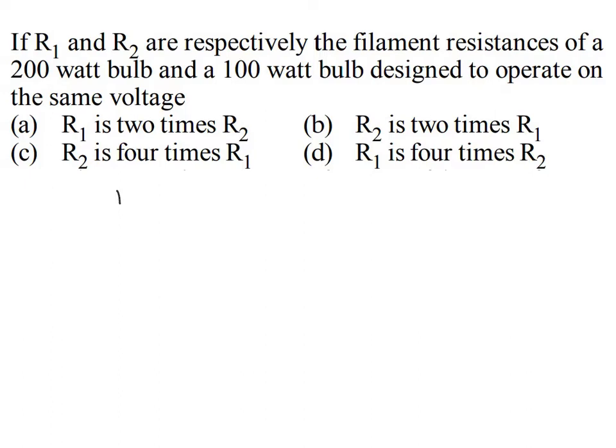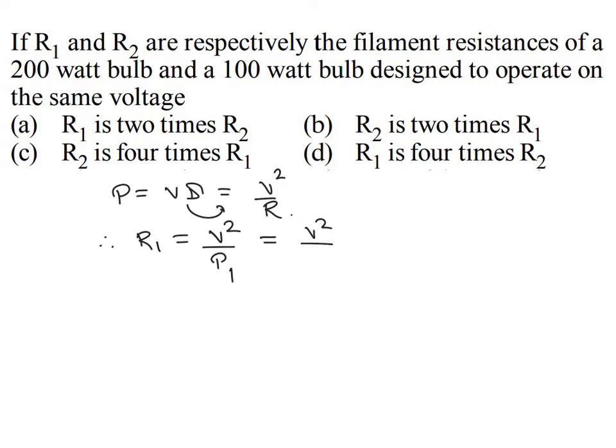So here you know that the power P is equal to V into I. So I can write, let me replace the current as V divided by R. So that's the reason why P equals V square divided by R now. Therefore I will get R1 equal to V square divided by P1. Same voltage, so V square divided by P1, which is 200 watt now, and R2 is equal to V square, same potential, divided by P2. So P2 is 100 watt.